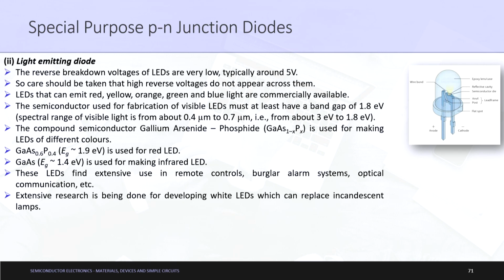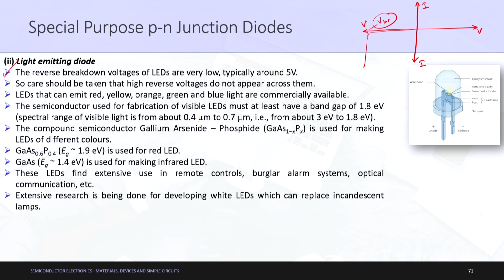Fine. Moving on. Reverse breakdown voltage. We understood the concept of reverse breakdown voltage in semiconductor diodes when we were understanding reverse biasing. Let us suppose this is V and this is I. A very small current appears and then there is a jump at this place. This jump is nothing but your breakdown voltage. The reverse breakdown voltages of LEDs are very low, typically around 5 volts.